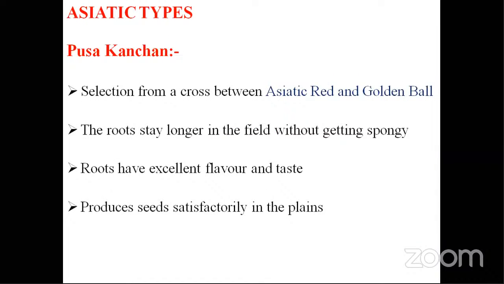Next, varieties of turnip. When you come to turnip, again we have the Asiatic and European, where in Asiatic you have Pusa Kanchan, which is a selection from a cross between Asiatic Red and Golden Ball. After the cross between Asiatic Red and Golden Ball, from the progeny obtained, the F1, after selection in the F1, Pusa Kanchan was released. Kanchan, the name itself says it has some yellow color in it. It's not completely white in color, it's off white in color. So Asiatic Red into Golden Ball, Pusa Kanchan. Next, these roots generally have longer staying capacity and excellent flavor and taste.